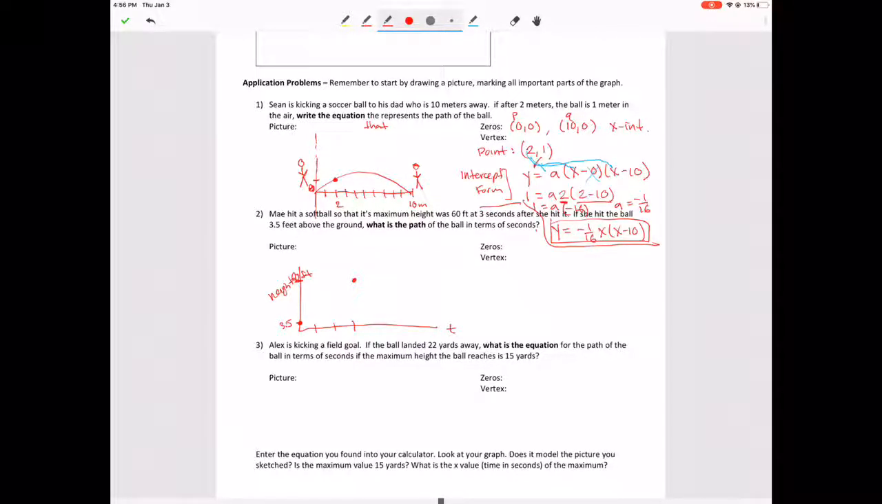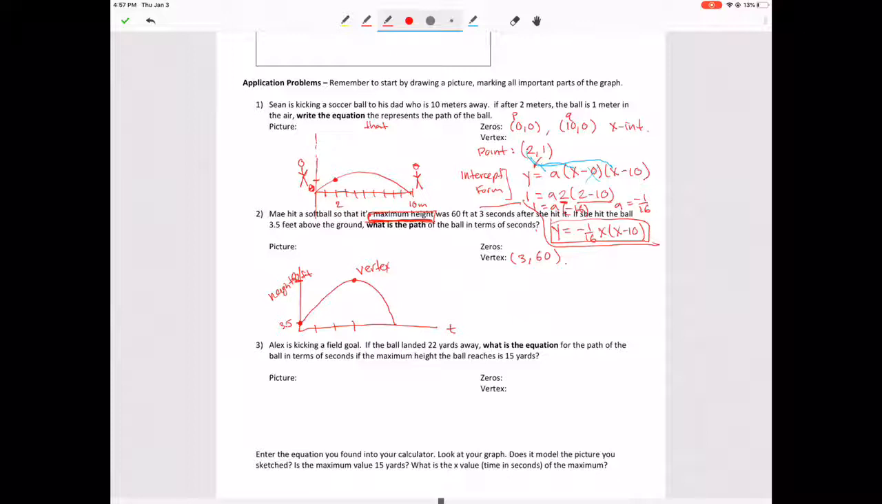What is the path of the ball in terms of seconds? Okay, so this says it's its maximum height. So that tells us something special. Maximum height means that this parabola comes and hits that point like that, meaning that this is our vertex. So our vertex here is (3, 60).